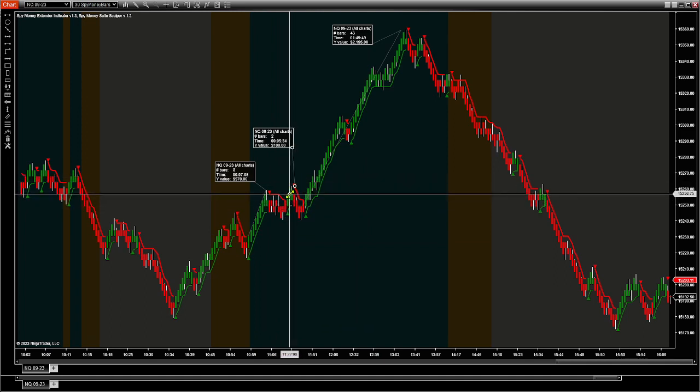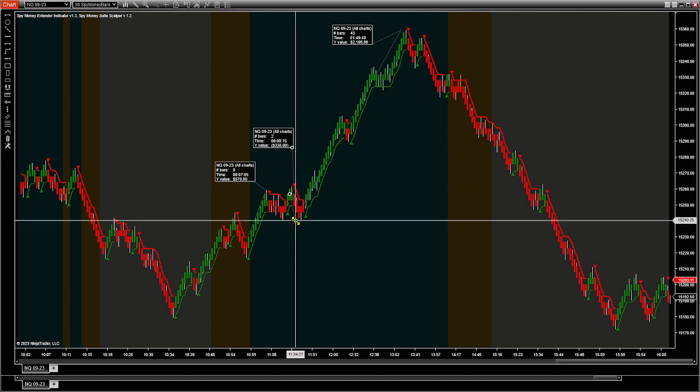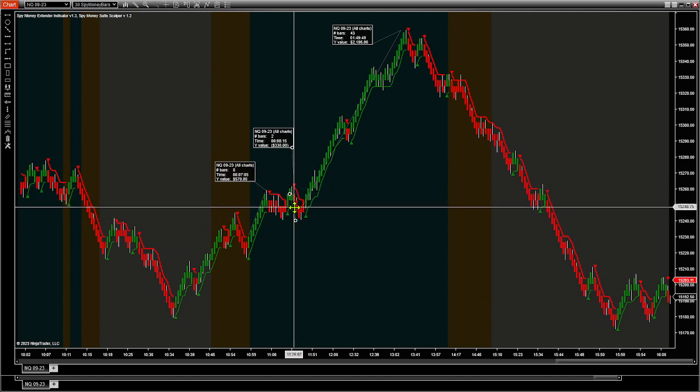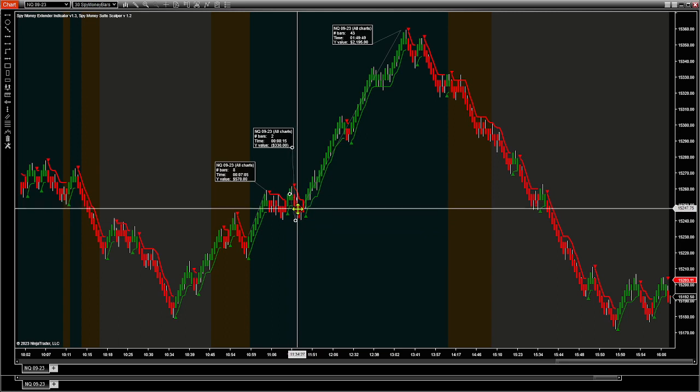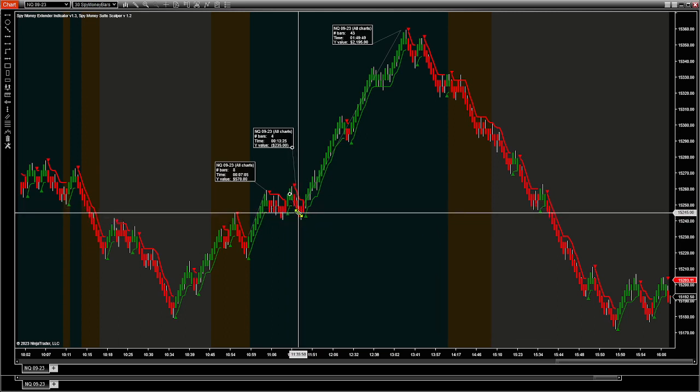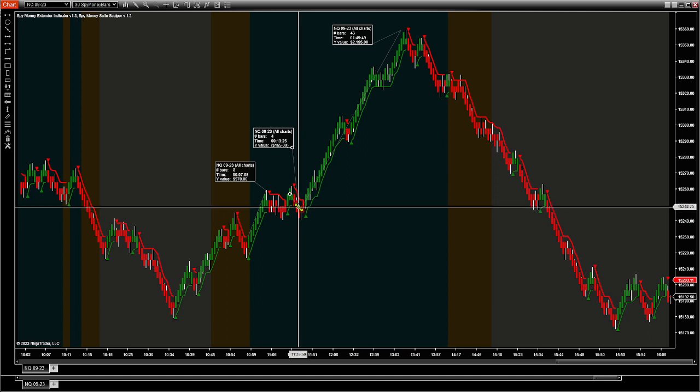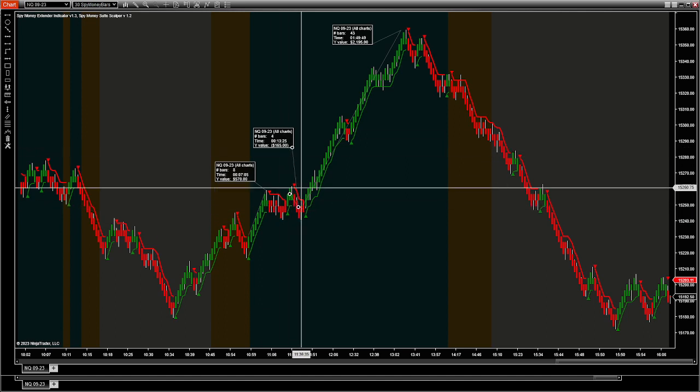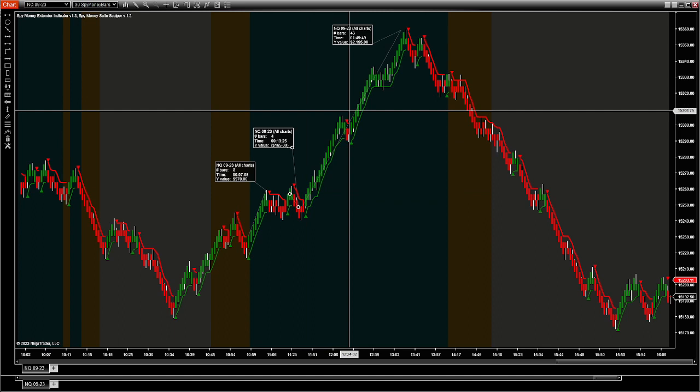And you would enter right here. And right there's 330. So you would have got stopped out right here on this one. We usually use about a $250 to $300 stop. Right here is probably where I would have been out at 165. And then right here would have been another one.